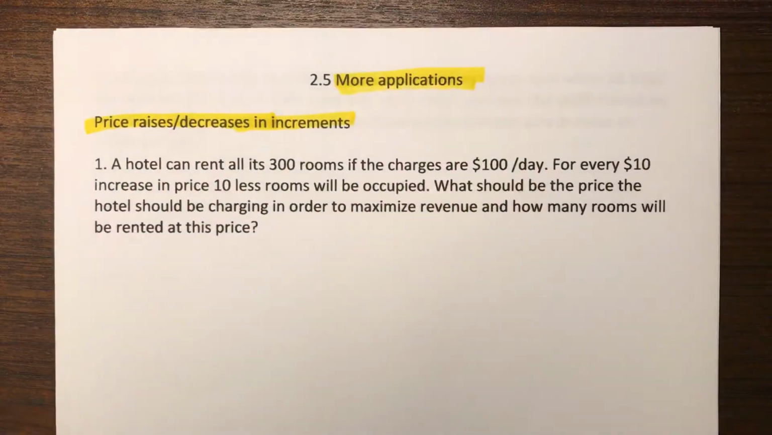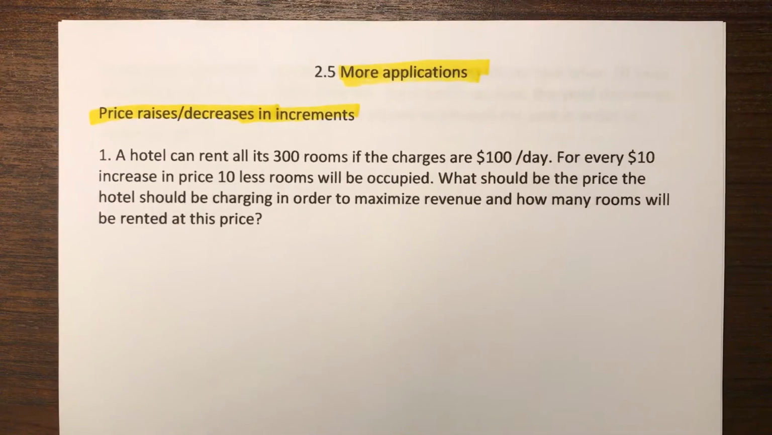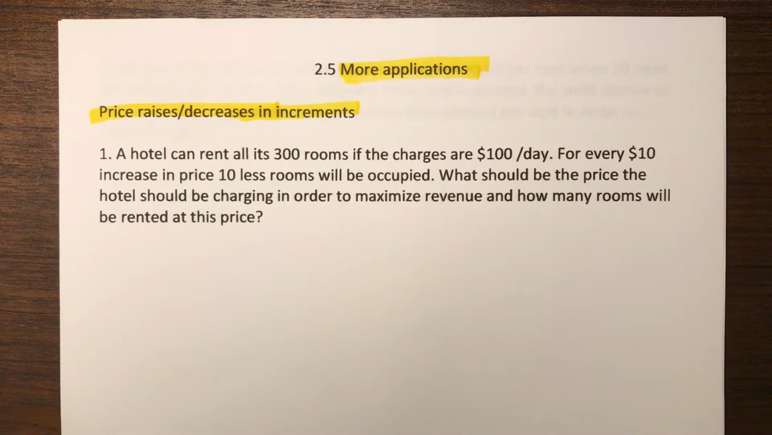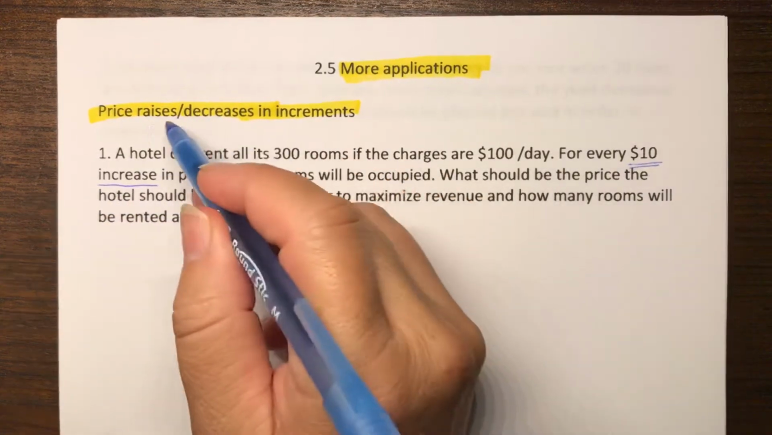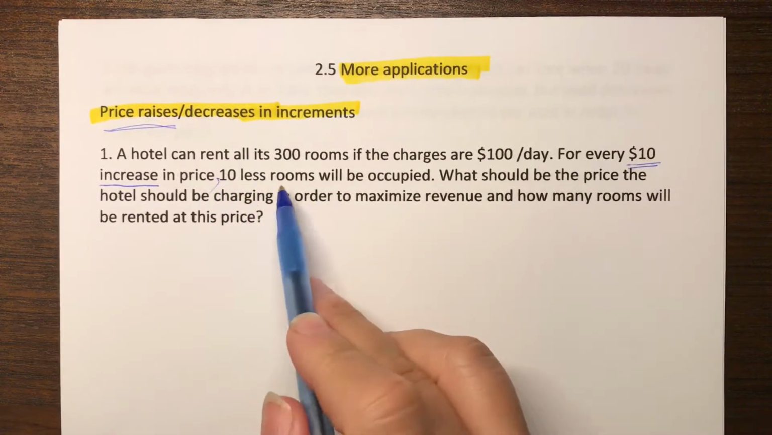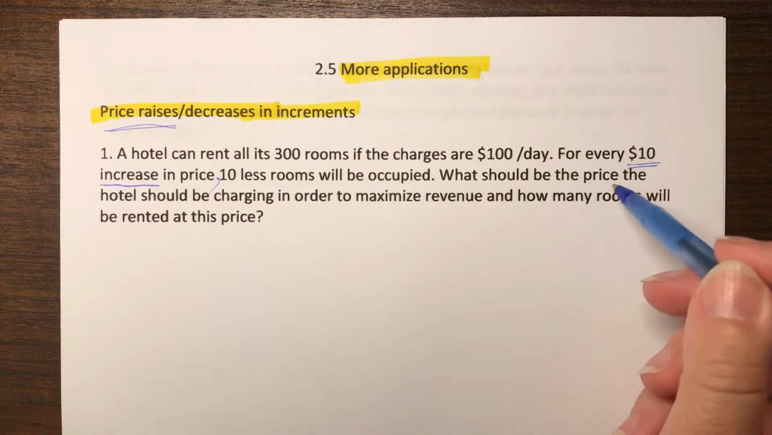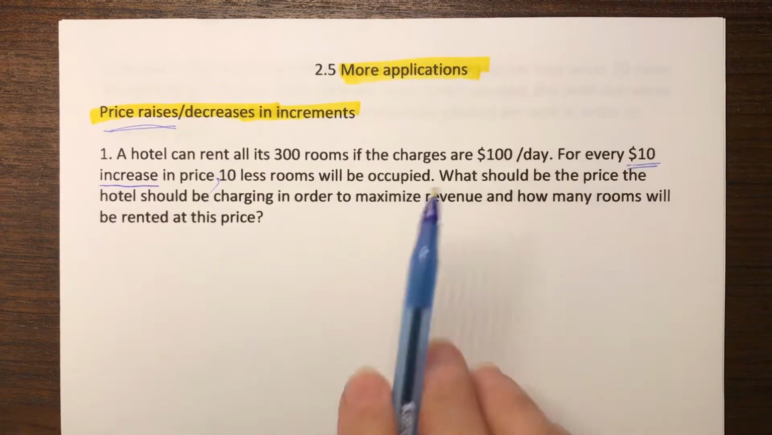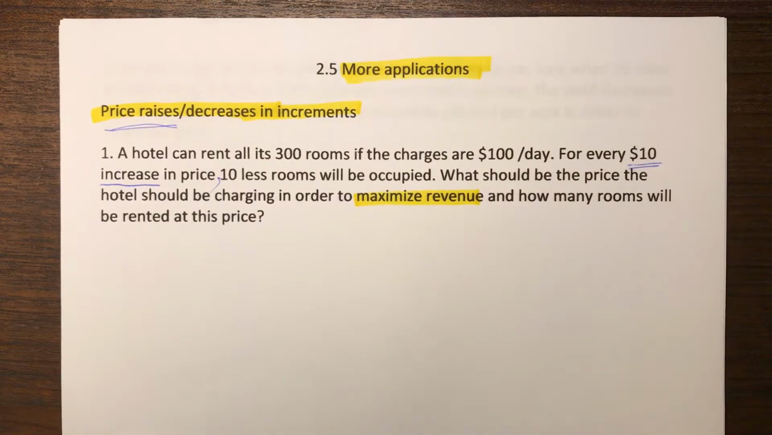What does it mean to look at price raises, decreases in increments? So let's read this problem. It says, a hotel can rent all its 300 rooms if it charges $100 a day. For every $10 increase in price, 10 less rooms will be occupied. What should be the price the hotel should be charging in order to maximize revenue? So that's what we're looking at, maximizing revenue. And how many rooms will be rented at this price?